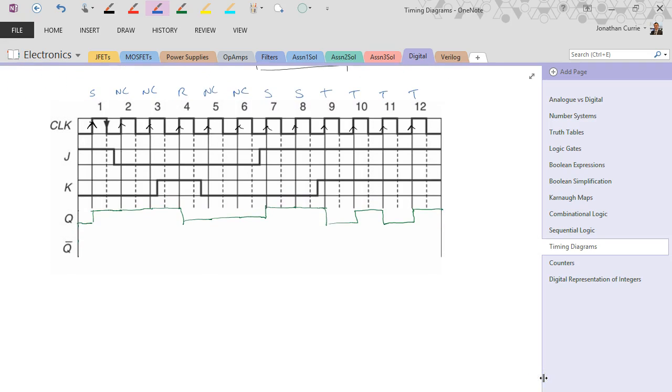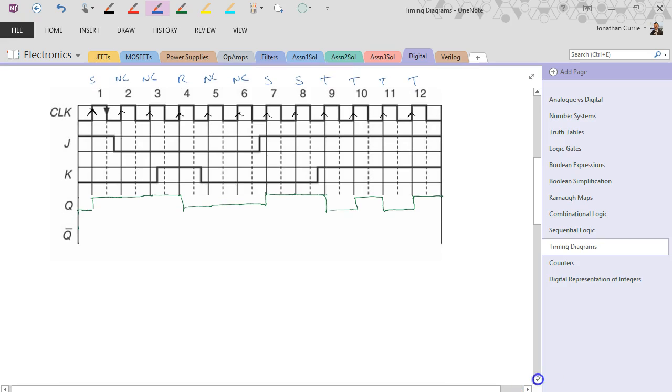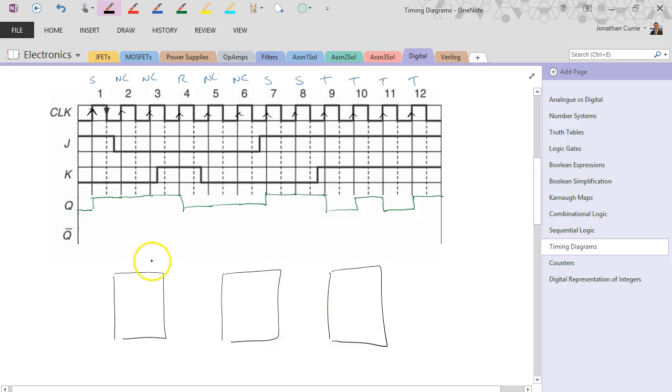Alright, moving forward, let's have a look at the application of 3 cascaded JK flip-flops. J0, K0, J1, K1, J2, K2.